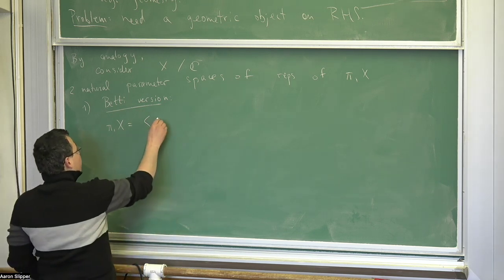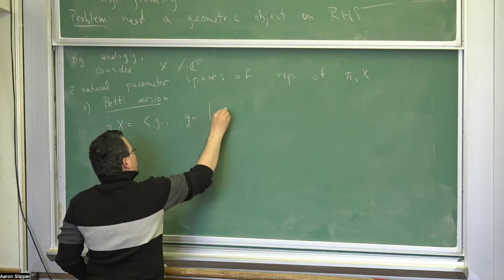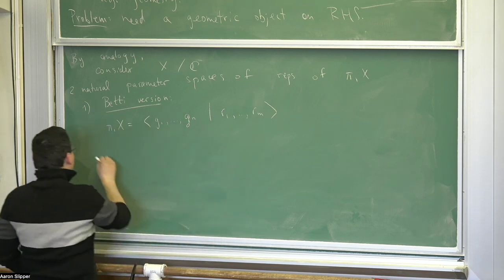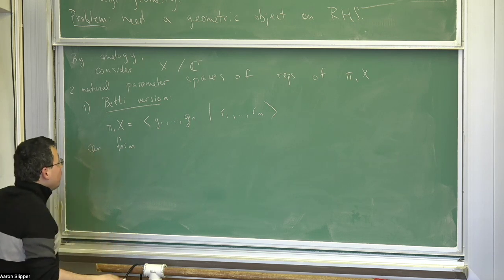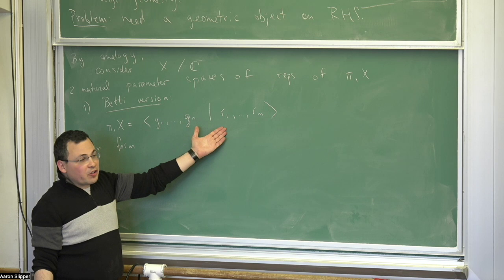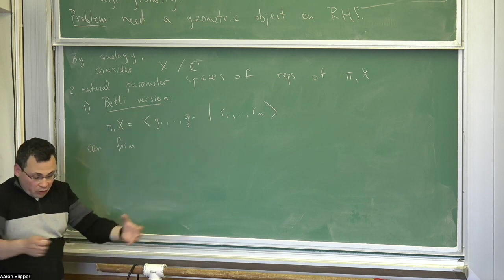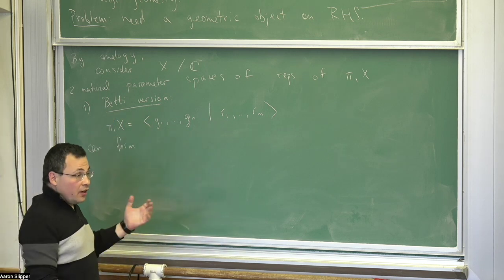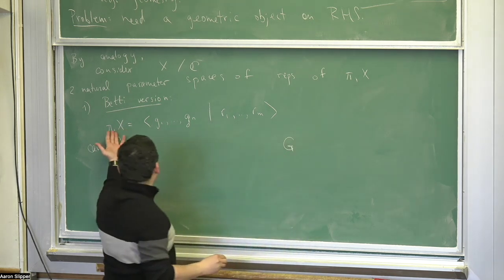So it has some generators, some relations, and we can form the following space. We want to parameterize algebraic representations of this into some algebraic group. The algebraic structure will come from the algebraic structure of G. So what is a representation of such a thing?